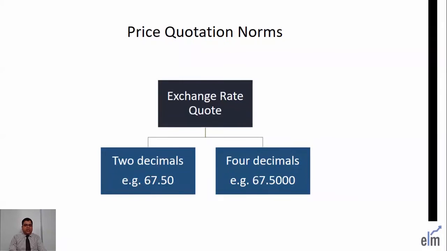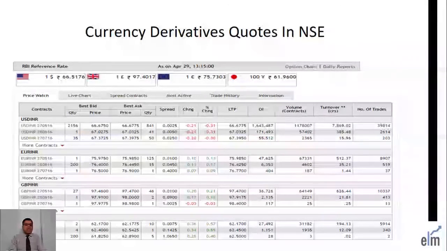The price quotations that are given by the market makers are generally either in 2 decimals or in 4 decimals. For the currency derivative markets in India, we follow the 4 decimal convention. This is how the currency derivative quotations look in NSE. So as you can see, all the quotations are given in terms of 4 decimals.